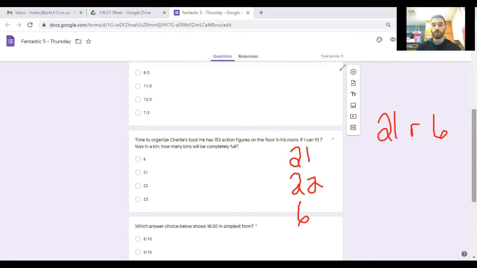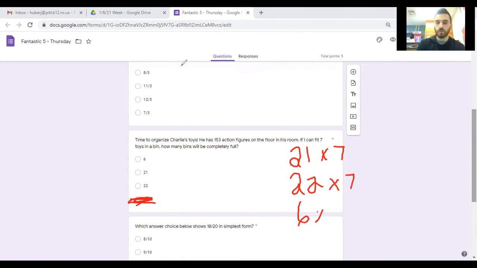So I've got 3 possible answer choices, which automatically means D can get eliminated. It wasn't one of the ones that I came across. And then all I got to do is check with what information it gives me. I could have 21 completely full bins with 7 toys in each, 22 with 7 in each, or 6 with 7 in each. So logic helps you out a little bit here, because if you're saying you only had 6 completely full bins, that's only 42 toys, and you've got 153. You could fill way more than 6. So logic would tell me that one I could go ahead and get rid of.